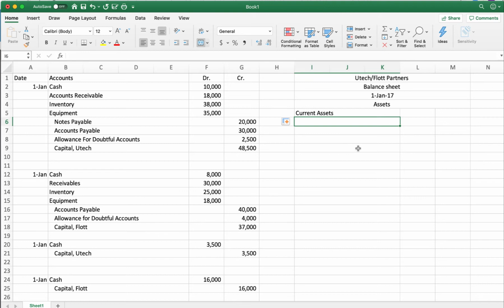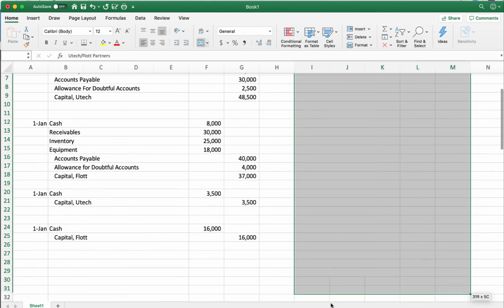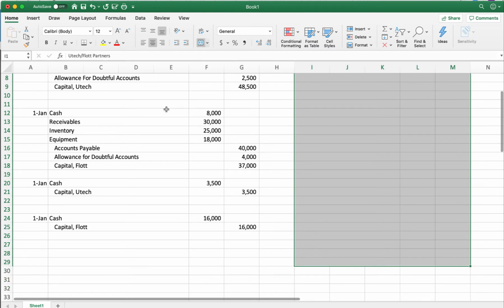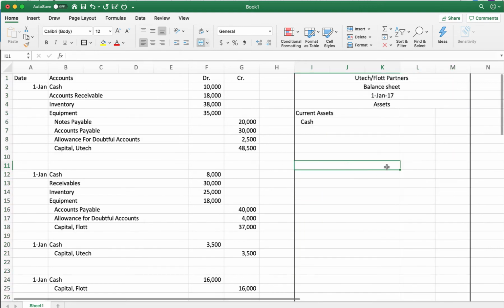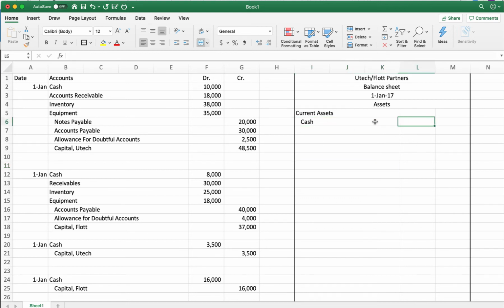First current asset is cash. So I'm going to type in cash. Now, I need to make sure that this balance sheet is in proper form. So all the current assets need to be indented once. So I'm going to click indent. Notice how it brings cash over. I have a thick outer box so it's a little easier to see where we're working. So I typed in cash. I'm going to tab over once.